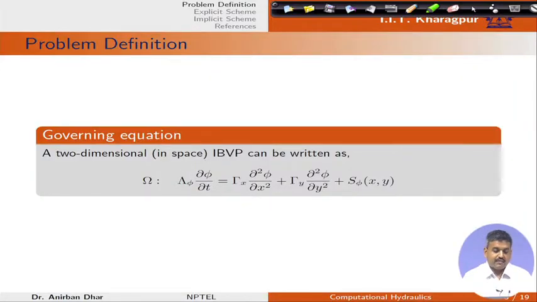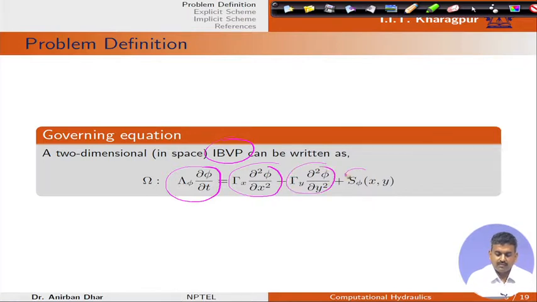In lecture 10, we discussed the initial boundary value problem, IBVP, in terms of a temporal derivative, two second order spatial derivatives, and one sourcing term. In this case, we have discretized the equation and we have utilized three schemes: explicit, implicit, and Crank-Nicolson.